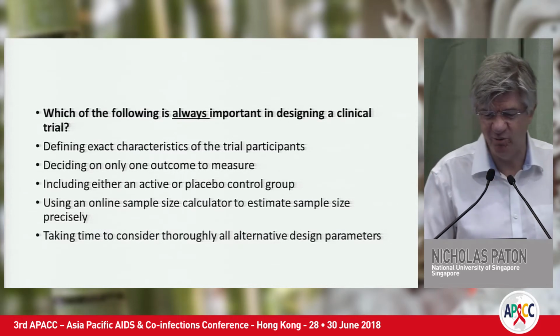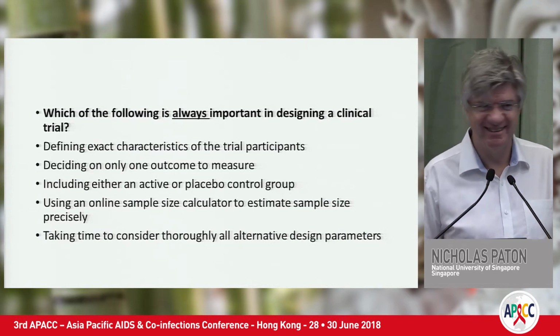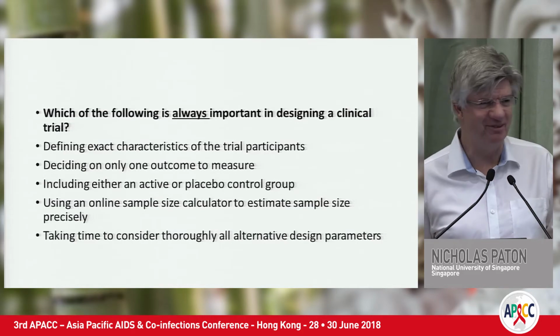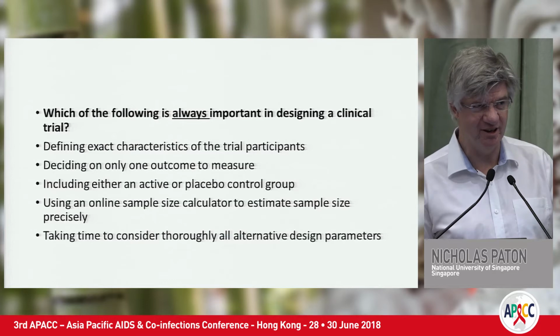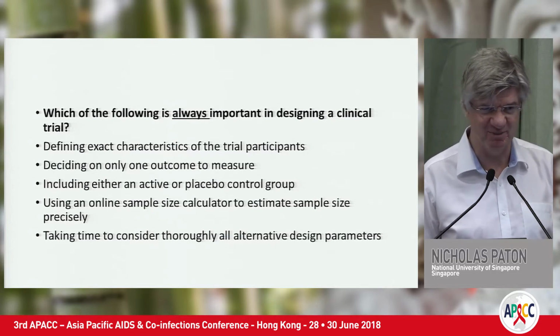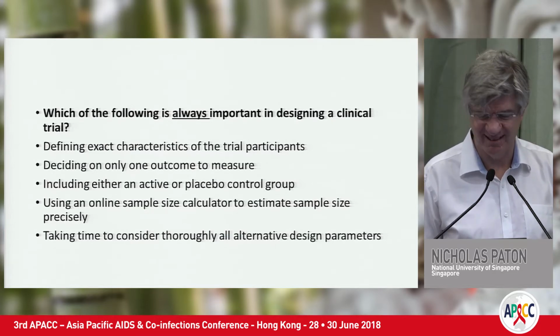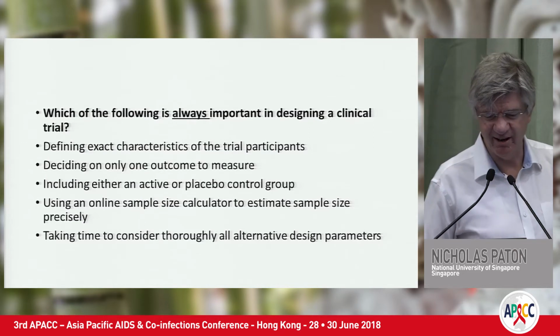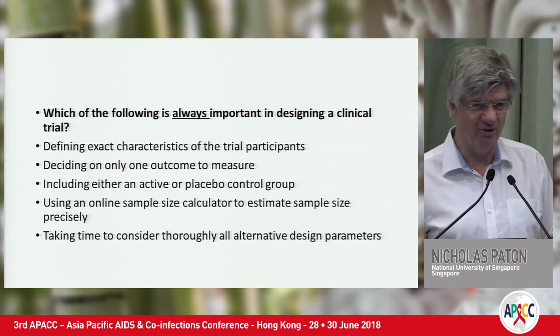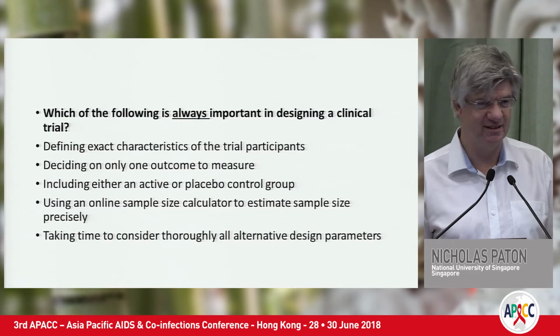Deciding on only one outcome to measure. Any advance on that? So we've got 3 red cards. Okay, great. So the reason that's there is, yes, you need a primary outcome, but it's a waste if you do a trial without looking at everything else you can possibly get out of it. So that's why that one's not always necessary. Including either an active or a placebo control group.